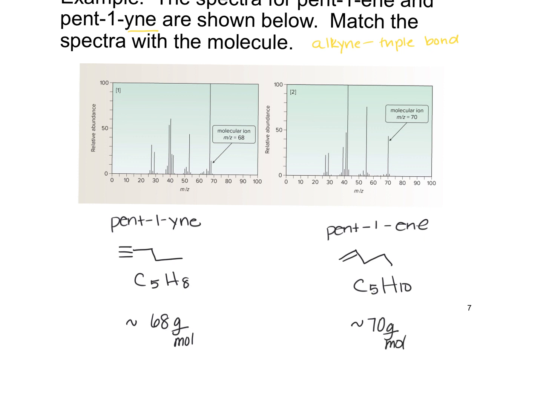So we would expect the mass-to-charge ratio for pent-1-yne to be 68 for the molecular ion peak. And that's what we see with this spectra. So we can match pent-1-yne to this spectra. And then pent-1-ene, we would expect that molecular ion peak to be approximately 70, right? And so this spectra has a molecular ion peak of 70. And so we can match this molecule to this spectra. And so that's an example of how we would use mass spectra to identify an unknown.